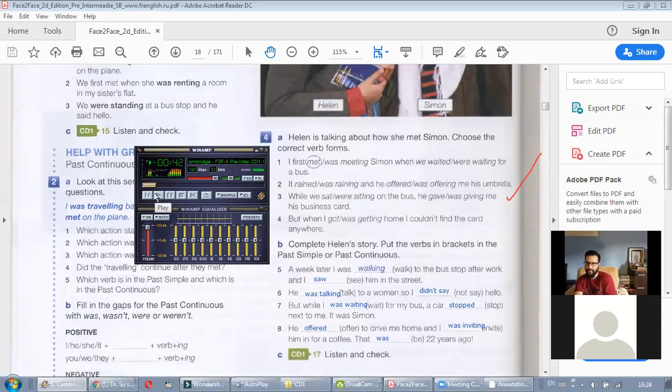Track 17. I first met Simon when we were waiting for a bus. It was raining and he offered me his umbrella. While we were sitting on the bus, he gave me his business card. But when I got home, I couldn't find the card anywhere. A week later, I was walking to the bus stop after work and I saw him in the street. He was talking to a woman, so I didn't say hello. But while I was waiting for my bus, a car stopped next to me. It was Simon. He offered to drive me home and I invited him in for a coffee. That was 22 years ago.